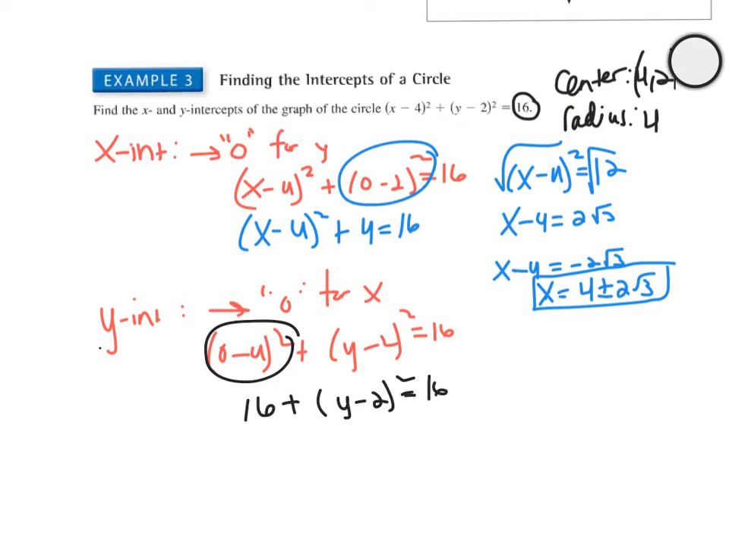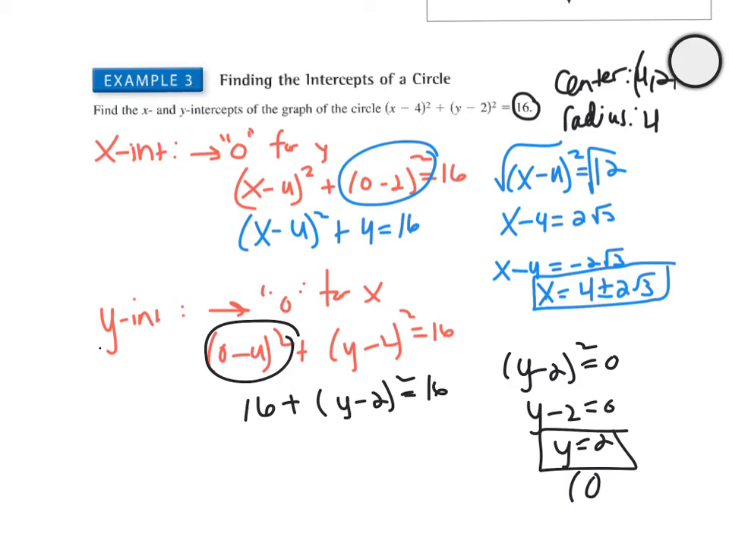Oh, weird. You're going to get 0 because you subtract the 16 from both sides. So you get y minus 2 squared equals 0. The square root of 0 is 0. So you get y minus 2 equals 0. Oh, yay, you only get 1. So y equals 2 is your y-intercept, okay? Or if you want to do the proper way, it would be 0, 2.